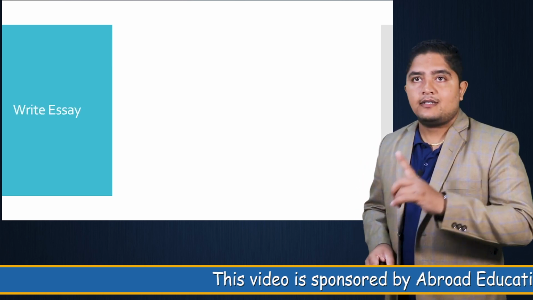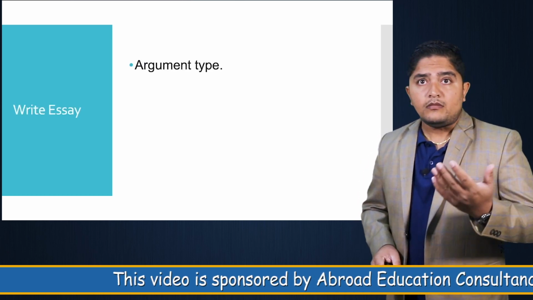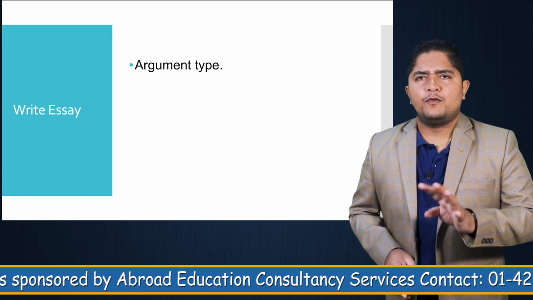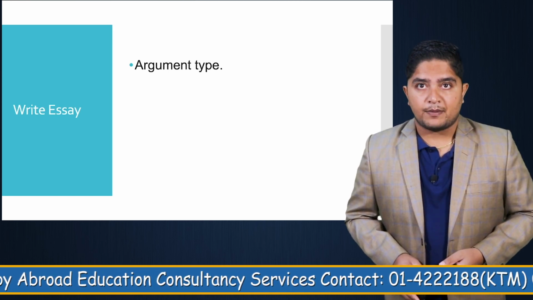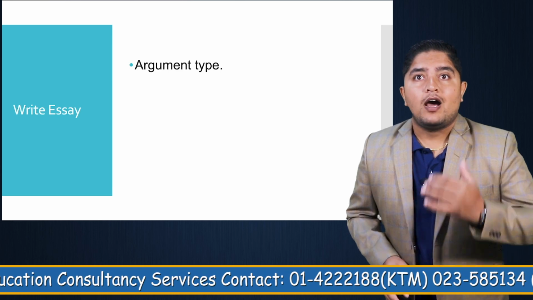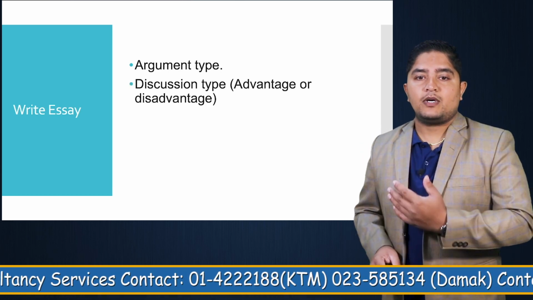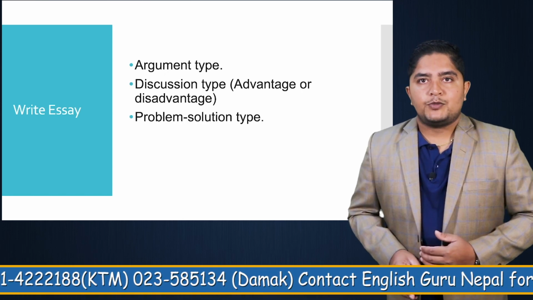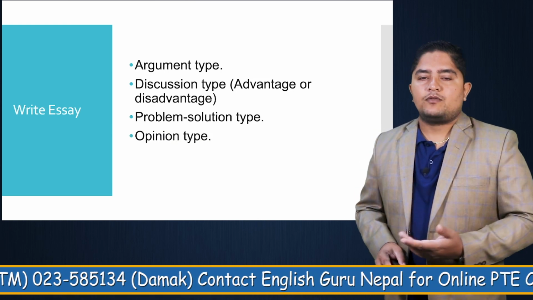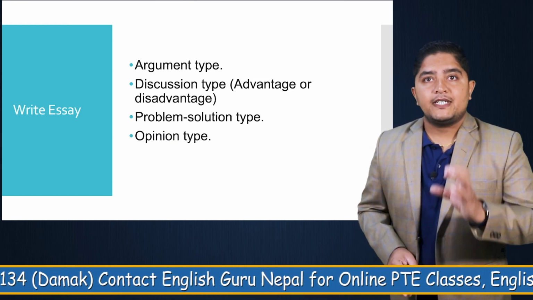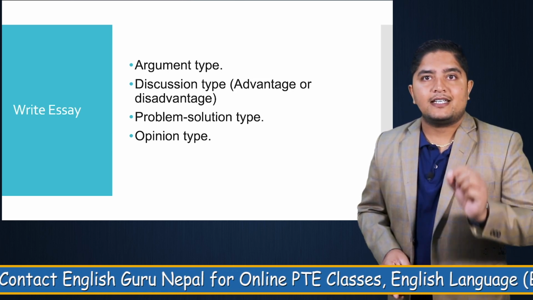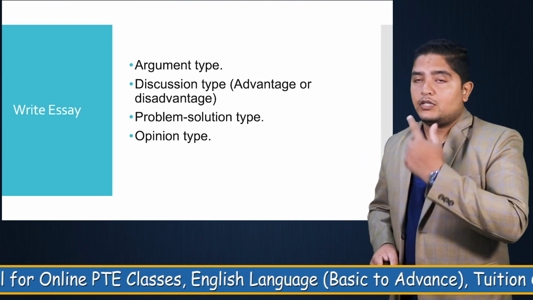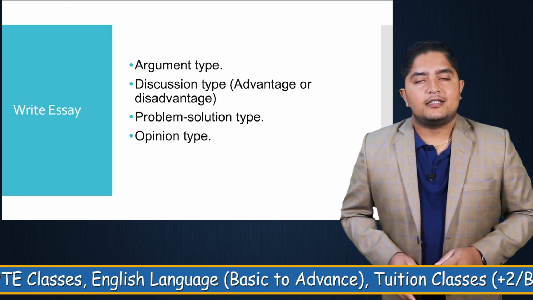Okay, that is to write an essay. Essays can be of various types, but PTE includes around 4 to 5 types. For example, the first one is the argument type, that means you have to present your arguments in that particular essay. Next one is the discussion type, meaning advantage and disadvantage essay. Next is the problem solution essay, and the next one is the opinion essay. So these are basically the types of essay in the PTE examination. You need to write one among these 4 in your PTE examination.